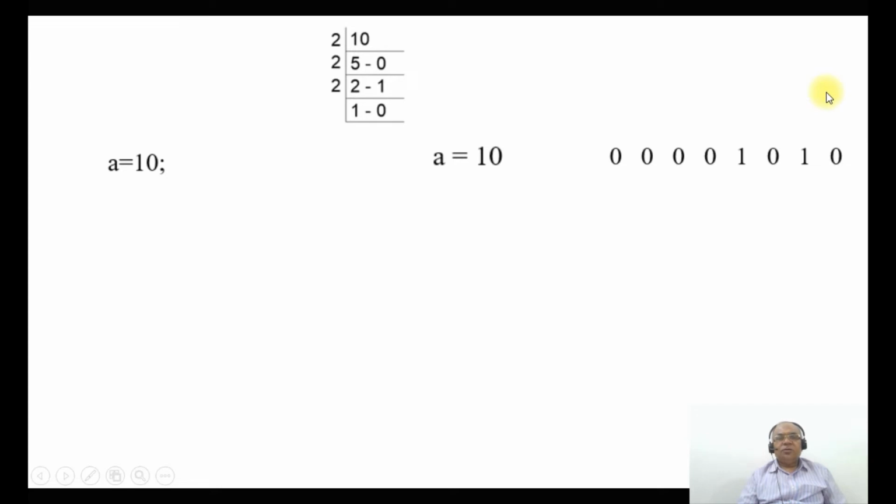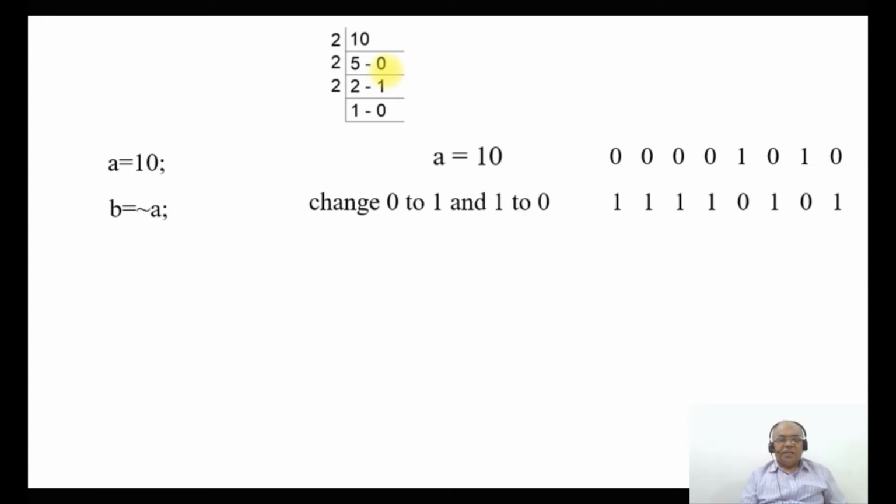So how do you get this? From the decimal system to the binary representation, you get 10 as 1010. Then b equals tilde a. That means you copy the value of tilde a, the 1's complement, into b. So what changes? 0 to 1 and 1 to 0. The 0 here becomes 1, the 0 here becomes 1, the 0 becomes 1, the 0 here becomes 1. Since this is 1, it becomes 0; 0 becomes 1; 1 becomes 0; 0 becomes 1. So this is the 1's complement.